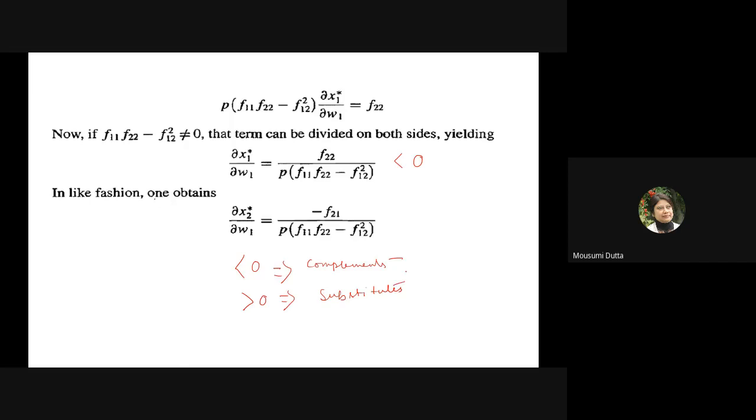So it will depend on the sign of F21. Looking at the sign of F21, you will be able to conclude whether del x2 star by del W1 is negative or positive, and you will be able to explain whether the inputs are complementary to each other or substitutes to each other. This will be your conclusion. However, the first one will generally be negative.